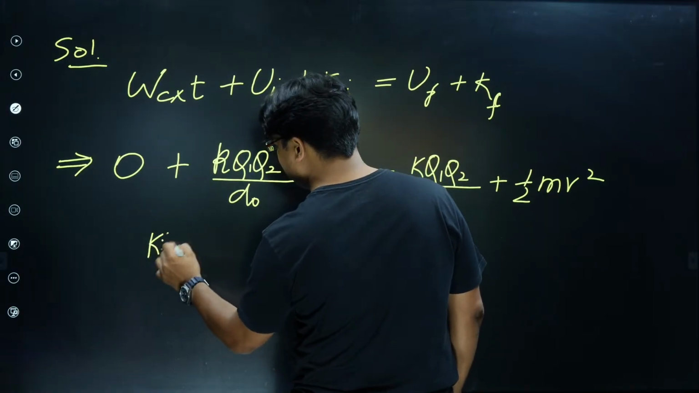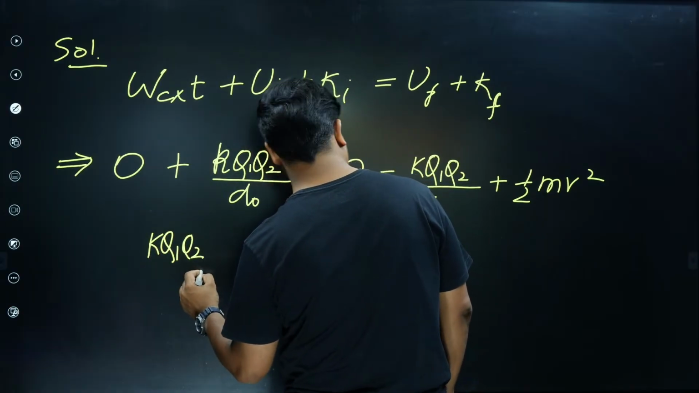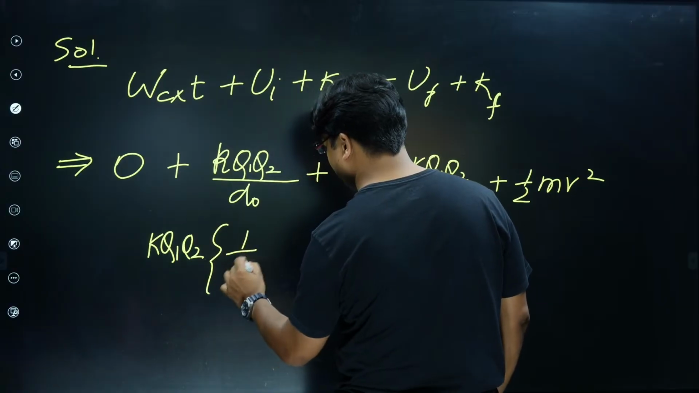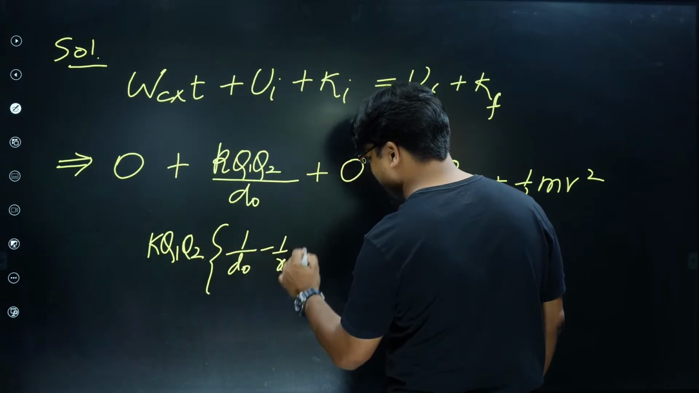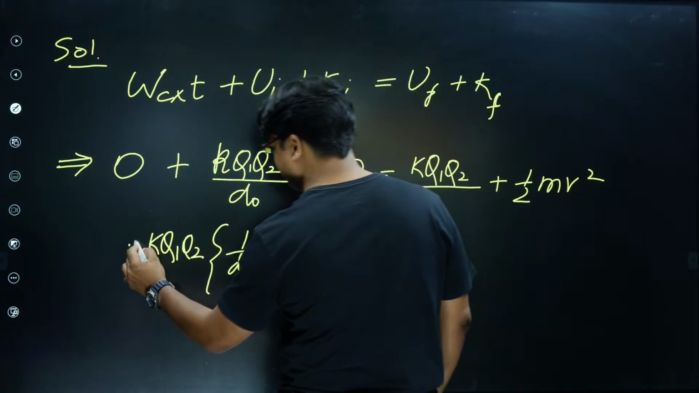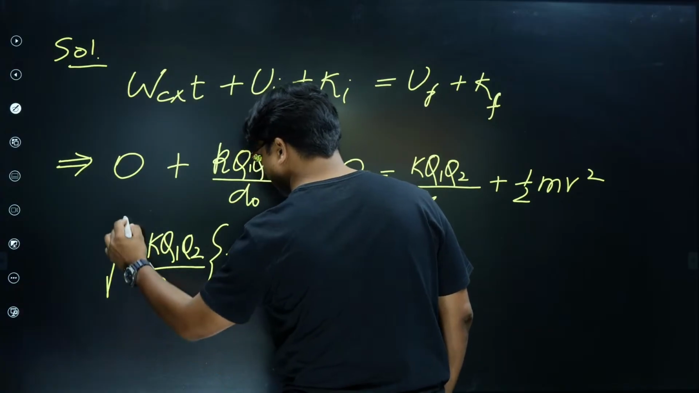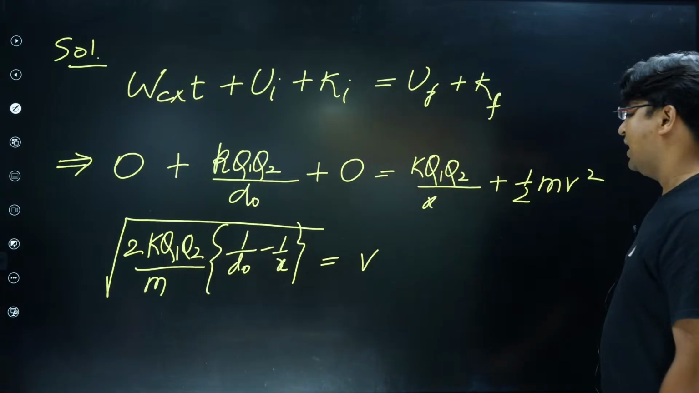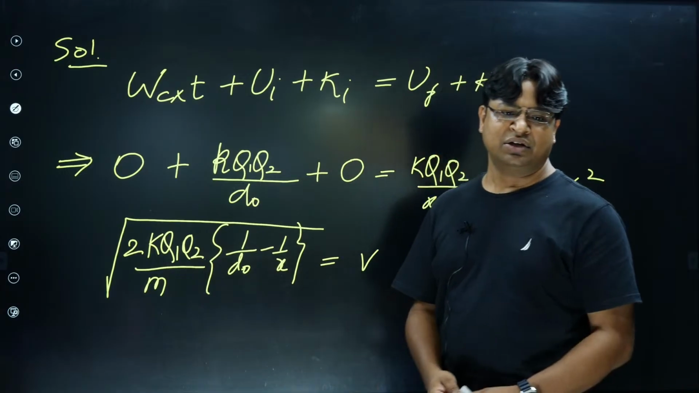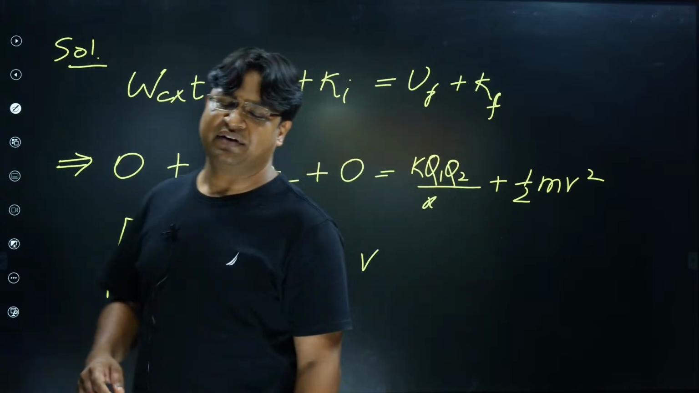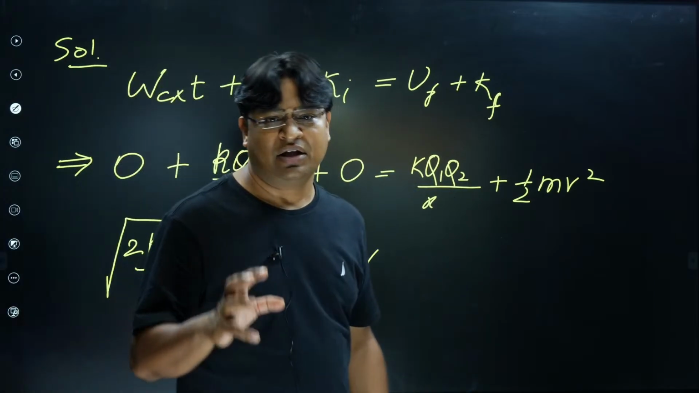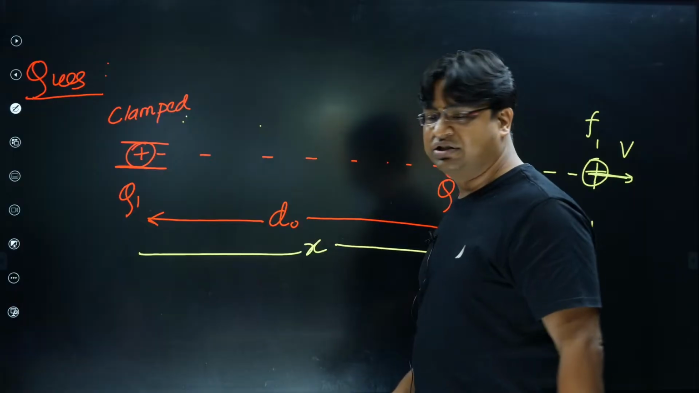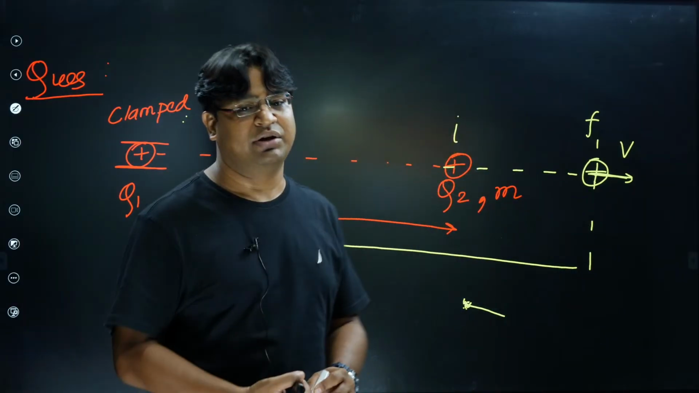So we will get K Q1 Q2, and then 1 upon d naught minus 1 upon x, and then 2 will come here, m will go down, and root of this. So that is the expression of v as a function of x. That is how we can obtain v as a function of x. Now guys, what else can be asked in this question, or how else can this question be modified?